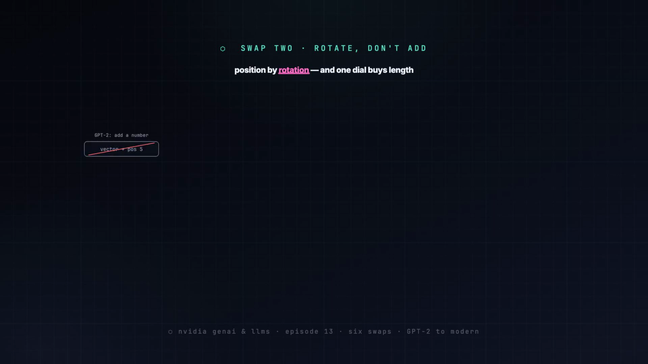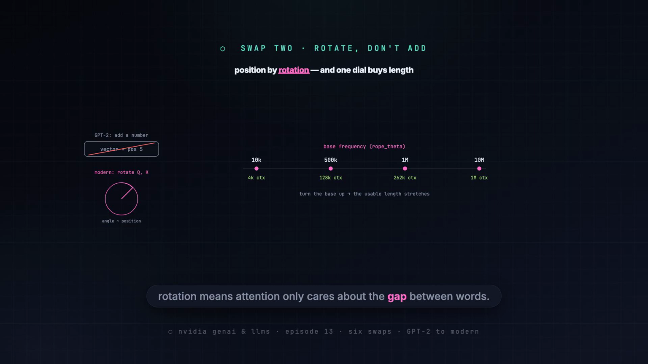Position. GPT-2 added a position number to each word. Modern models rotate the query and key vectors by an angle that grows with position. Rotation means attention only cares about the gap between two words, not where they sit. And there is one dial, the base frequency, that stretches the usable length. Turn it from 10,000 up to a million, and a model that handled 4,000 words now handles 100,000.